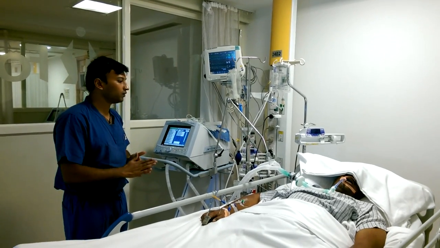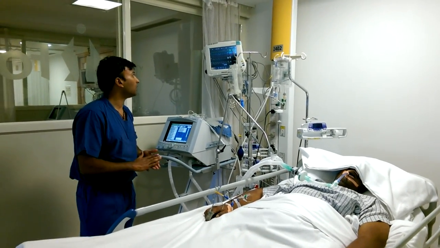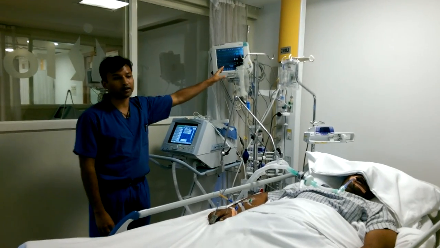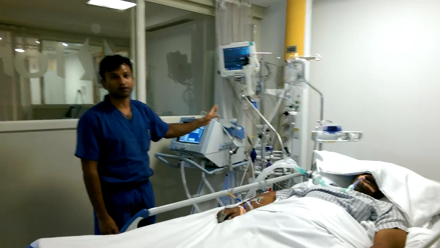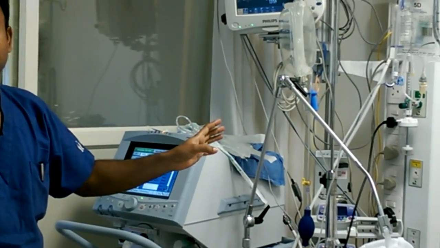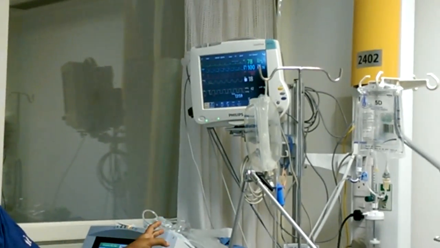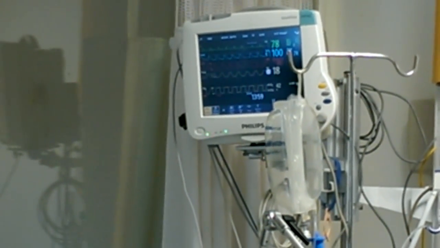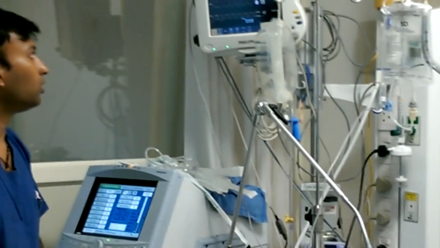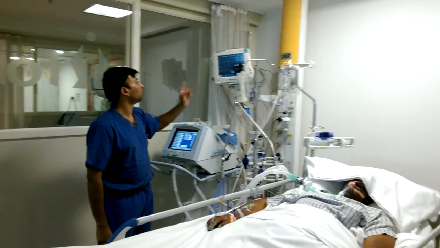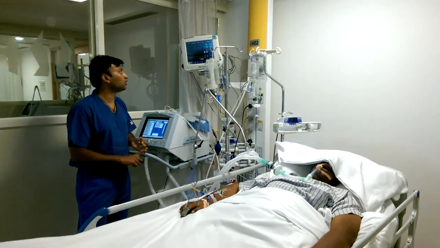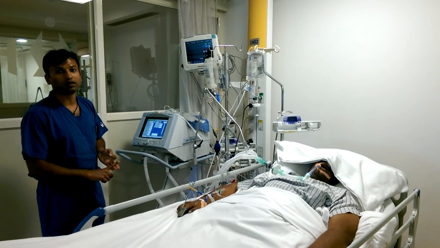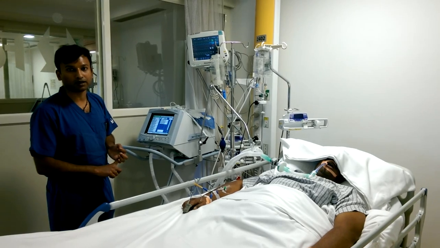Even if there is hypotension, as you can see the BP is normal in this case, but in case there is hypotension, we can start a noradrenaline drip to maintain the blood pressure. And if required, we can escalate the noradrenaline drip during the apnea test also. So if the temperature is normal, CO2 levels are normal, and BP is normal, then we can go ahead with the apnea test.